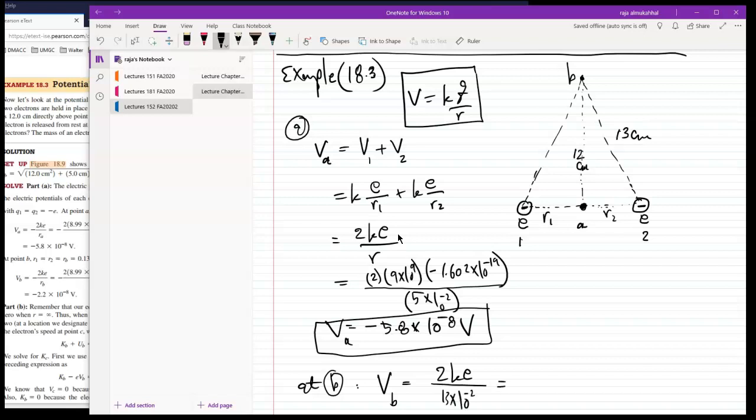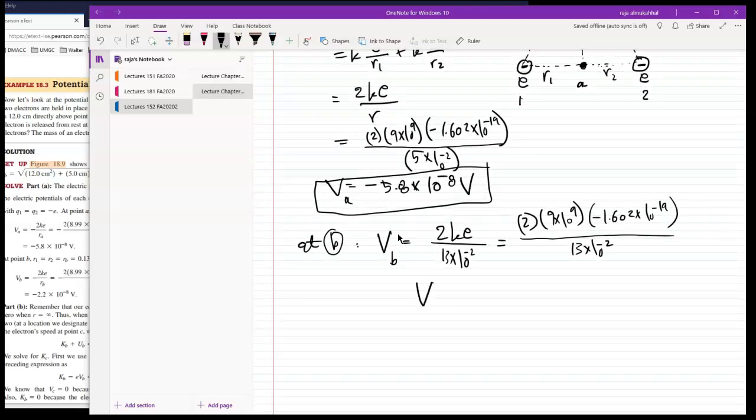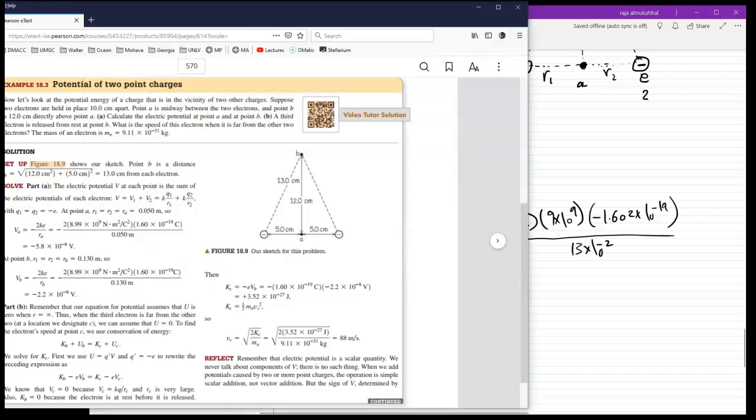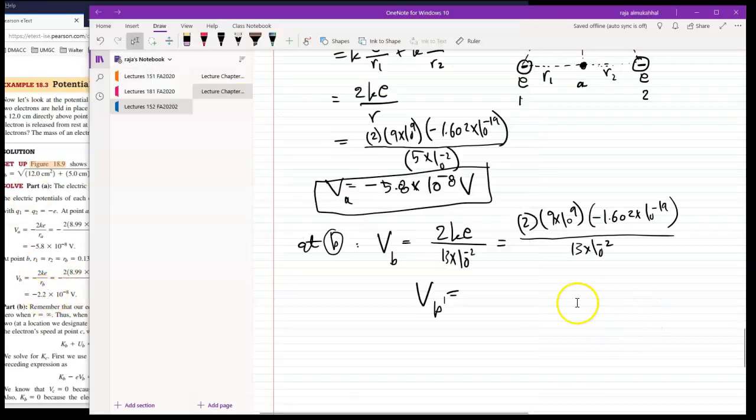And then we just do the calculation. So 2 times 9 times 10 to the 9, the value of k, times negative 1.602 times 10 to the negative 19, divided by 13 times 10 to the negative 2. And then I will get VB, and hopefully he did it the same way. There we go. And he got negative 2.2 times 10 to the negative 8 volts. Okay?